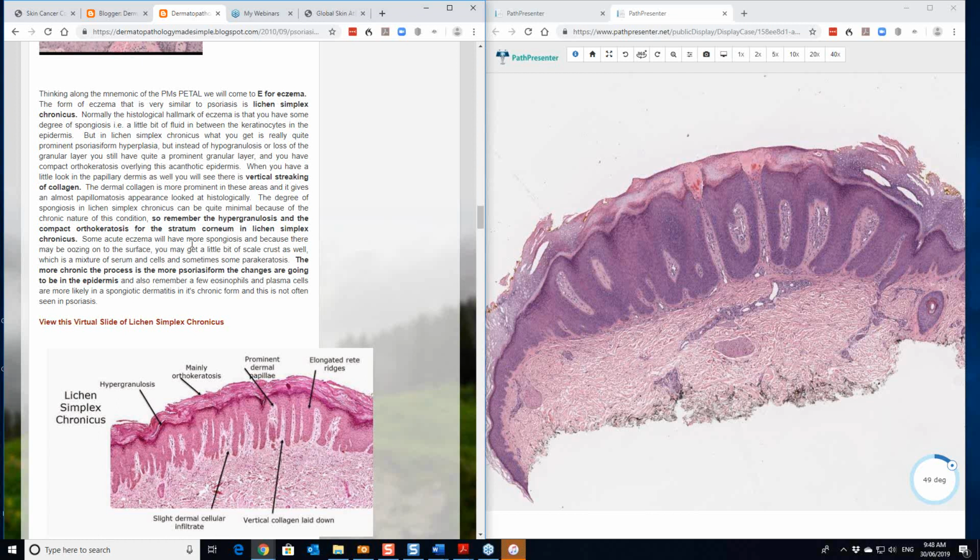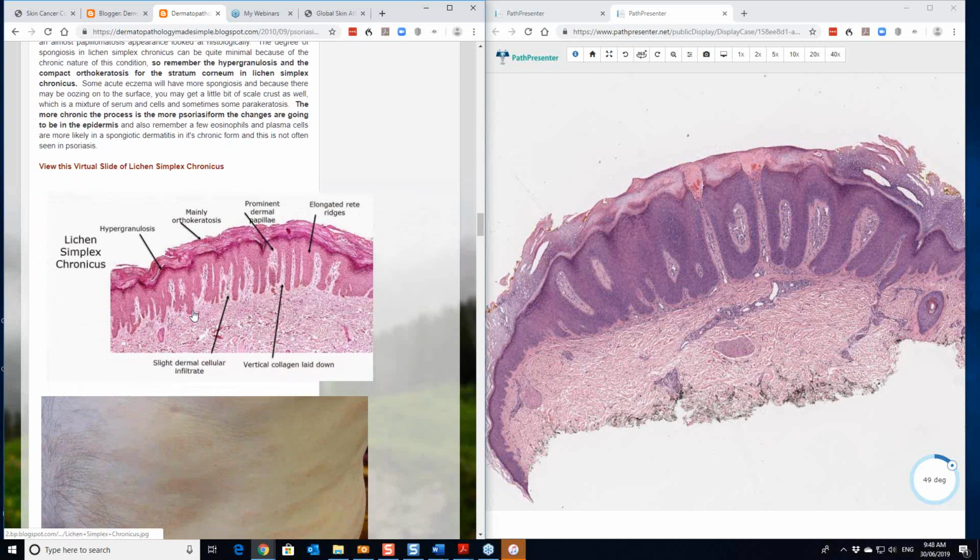But generally, psoriasis isn't itchy. If you've got a really itchy, thickened area, with scale, it's much more likely to be lichen simplex chronicus than it is to be psoriasis. And this was just another example here, the slight dermal infiltrate, vertical collagen, elongated rete ridges, blunt edges, joining together of rete ridges, mainly orthokeratosis though, and hypergranulosis of the granular layer. So that's how lichen simplex chronicus should look versus psoriasis.